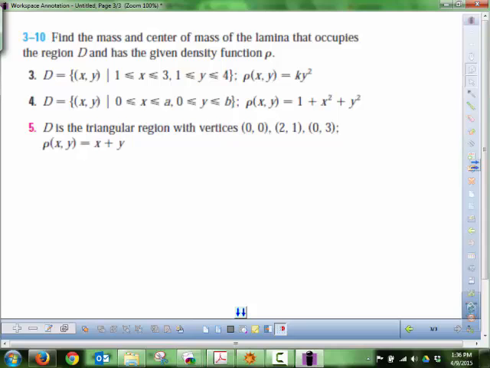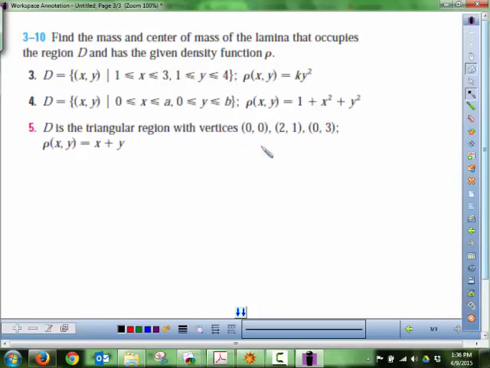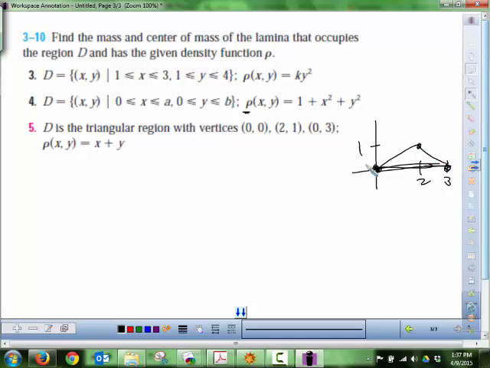Let's do the red one. So my lamina, my sheet, looks like it's on the, oh, they do use rho here, okay, let's use rho. The points are (0, 0), (2, 1), (2, 1), and (0, 3). So this is my sheet.